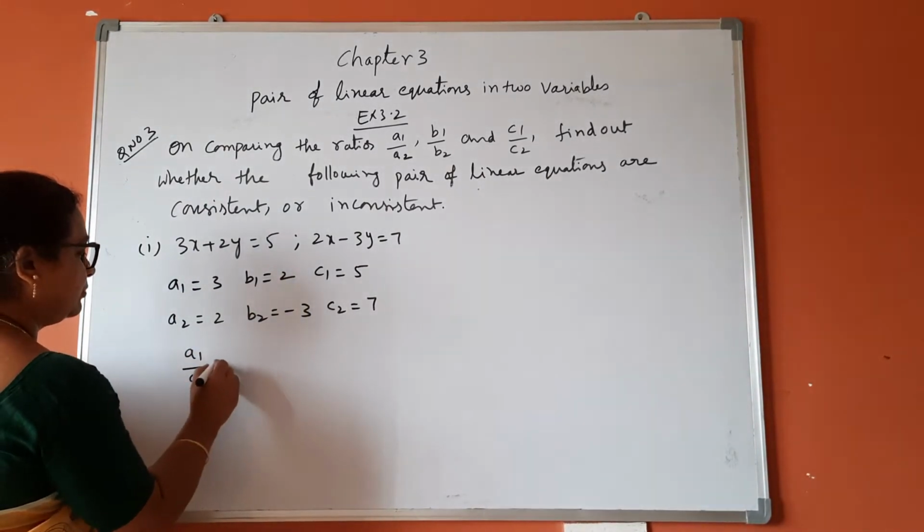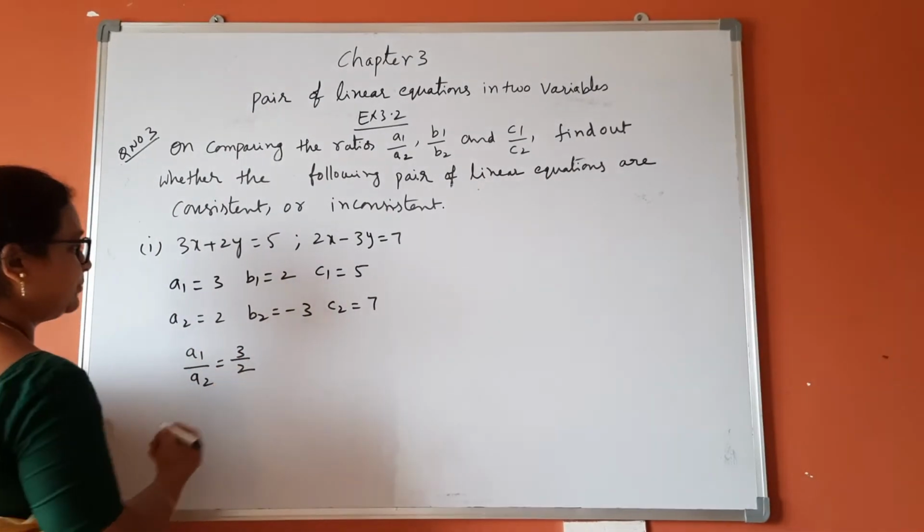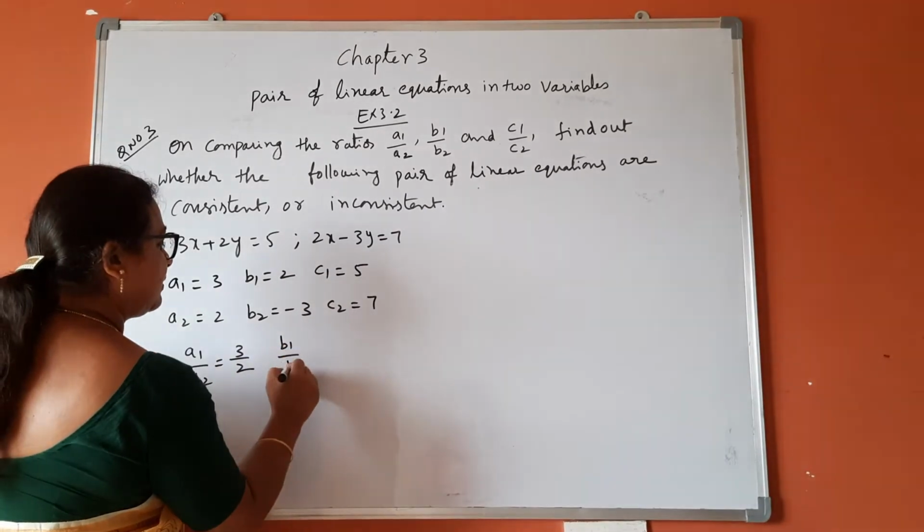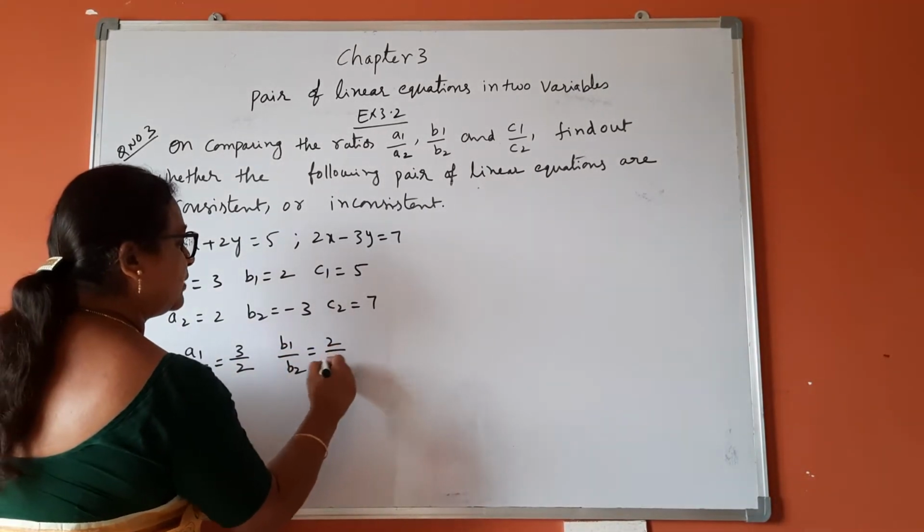A1 by A2 is equal to 3 by 2. B1 by B2 is equal to 2 by minus 3.